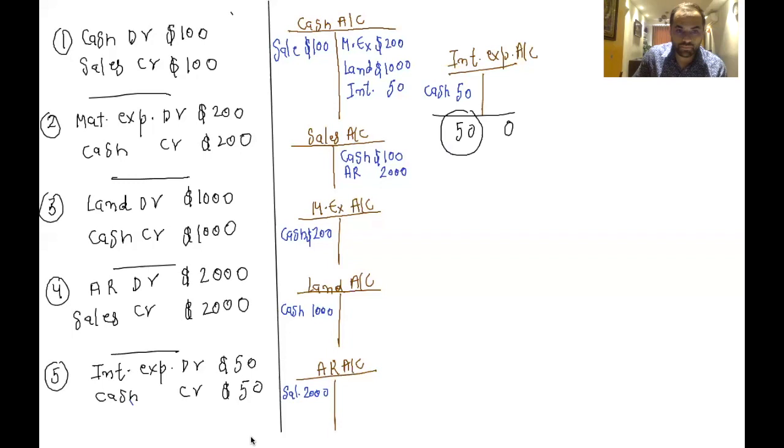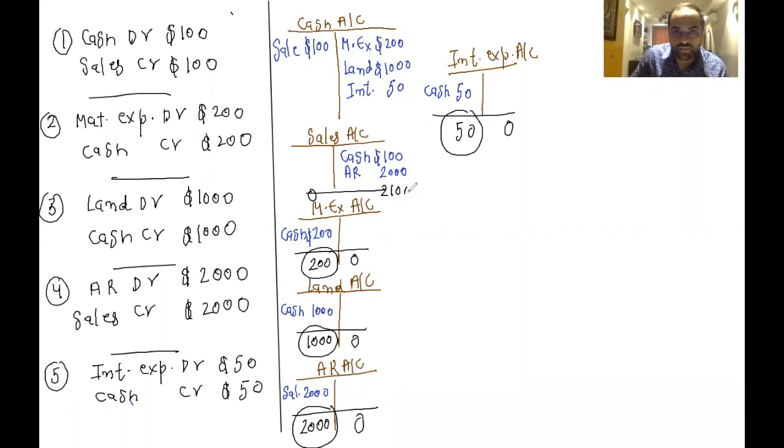Account receivable. Credit side 0, debit side 2000. So account receivable has a debit balance. Land, credit side 0, debit side 1000. So land has a debit balance. Material expense, credit side 0, debit side 200. So material expense has a debit balance, which is 200. Right? Sales, debit side 0, credit side 2100, which is credit. So sales account has a credit balance, which is 2100.